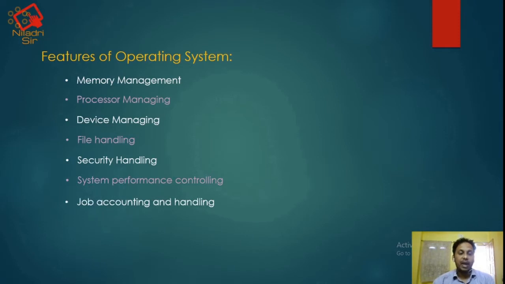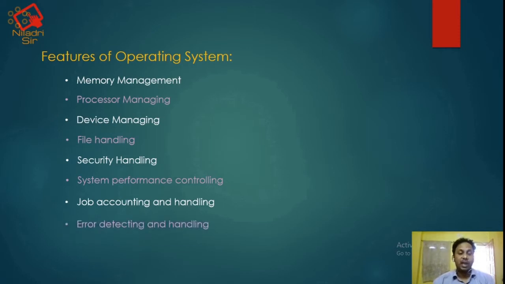Next one is job accounting and handling. In an operating system, we can easily handle all types of jobs efficiently. We can also do accounting for all types of work we want to do, when we want to do it, and which job we will do after which job. So all types of job accounting are handled in the operating system.